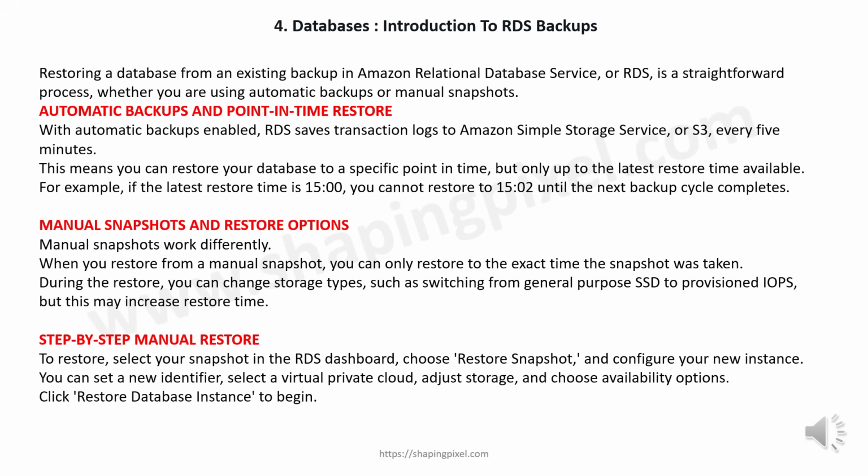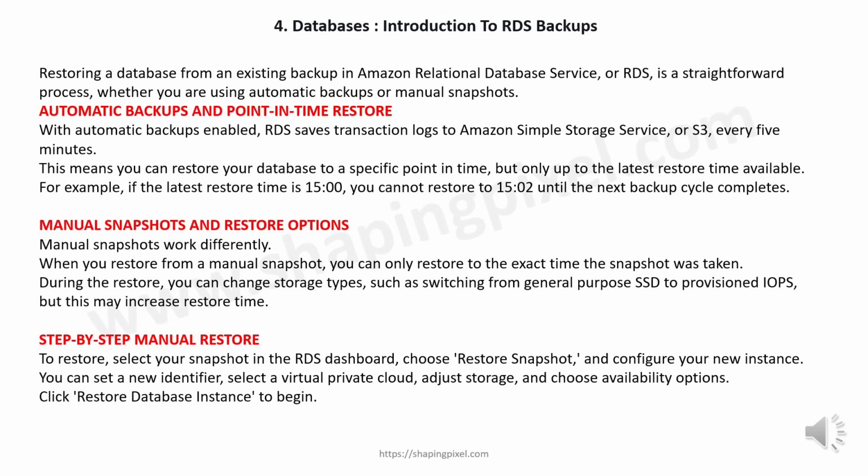Manual snapshots work differently. When you restore from a manual snapshot, you can only restore to the exact time the snapshot was taken. During the restore, you can change storage types, such as switching from general-purpose SSD to provisioned IOPS, but this may increase restore time. You can also adjust instance size, parameter groups, and security groups, though AWS recommends keeping these settings the same as the snapshot.